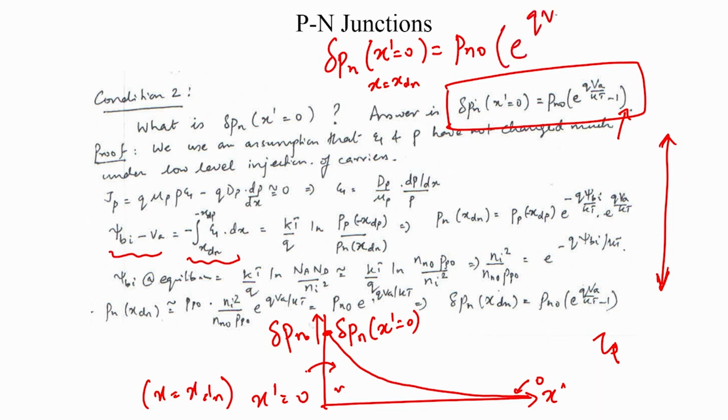e to the power QVa by kT minus 1, which means at Va equal to 0 at equilibrium, e to the power QVa by kT is 1, 1 minus 1 is 0, and therefore there is no excess holes injected into the n side, which makes a lot of sense. But then if I were to make my Va positive, I find that my excess holes injected into the n side increases exponentially with the increase in applied voltage. So, this is the second boundary condition that we will apply.